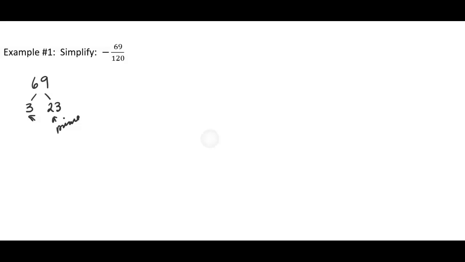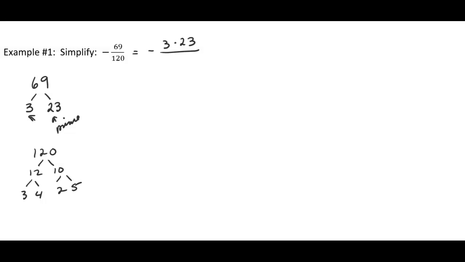Okay, so now we can say this fraction is equal to negative. We can make the numerator 3 times 23 over, and then I've got to do the same thing for the 120. So 120, well, it's 12 times 10. And then I can make the 12 3 times 4, and the 10 2 times 5.